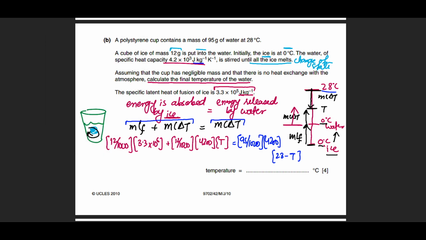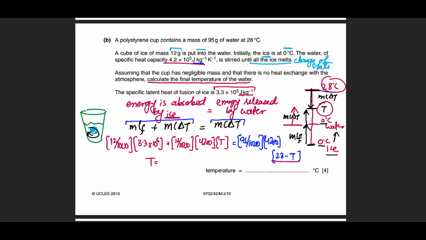So the logic behind this is that we want to keep all the energy exchanges positive. We don't want to involve the negative sign. That's why we are subtracting a smaller temperature, T, from a larger temperature, which is 28. We understand that this is going to be cooled down because of the ice, so the final temperature will most definitely be less than 28. It can't be greater than 28. Just to keep everything positive, mathematically speaking, we are going to write this equation in this way.